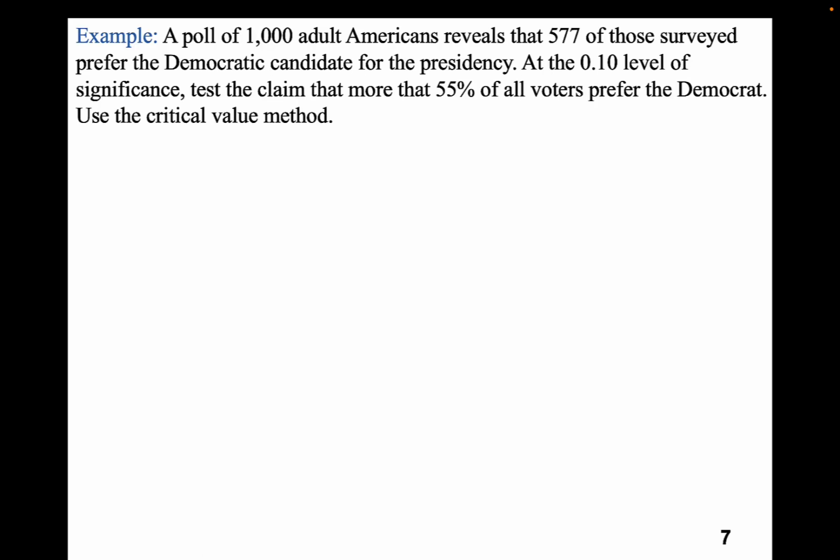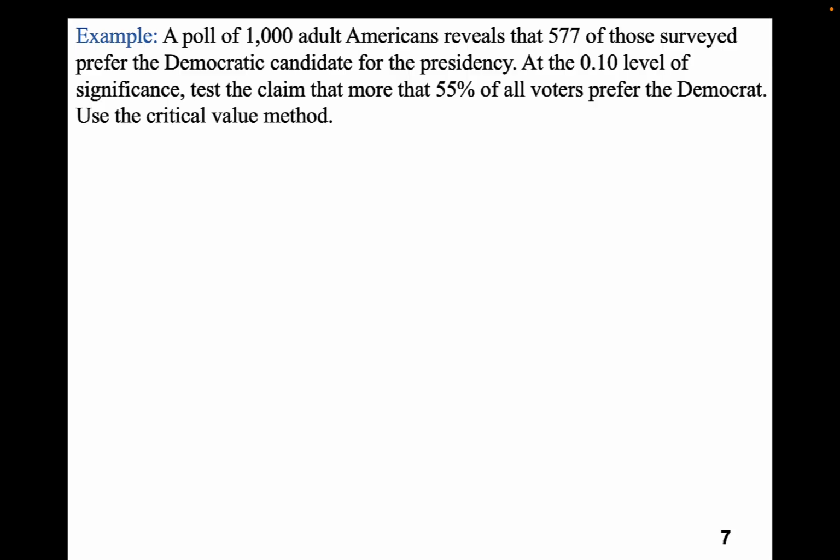A poll of 1,000 adult Americans revealed that 577 of those surveyed prefer the Democratic candidate for the presidency. At the 0.10 level of significance, test the claim that more than 55% of all voters prefer the Democrat. Use the critical value method.